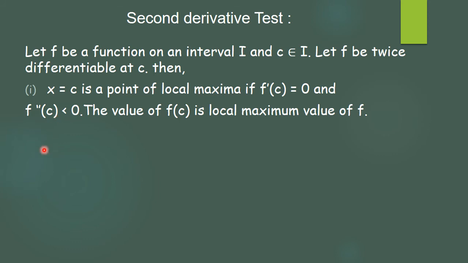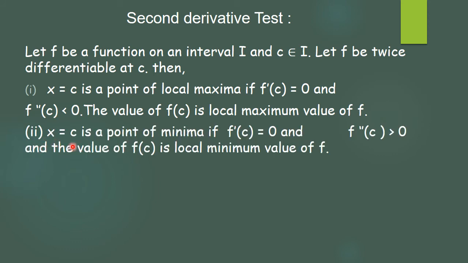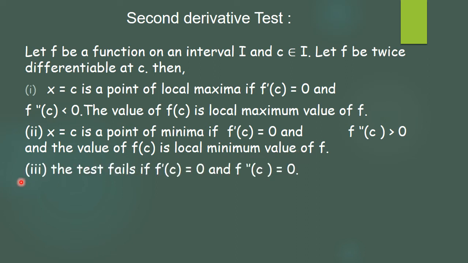Second, x equals c is a point of minima if f dash of c is 0 and f double dash of c is positive, and the value of f of c is called a local minimum value of f. Third, the test will fail if f dash of c is 0 as well as f double dash of c is also 0.